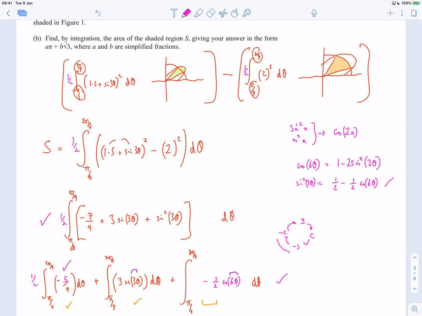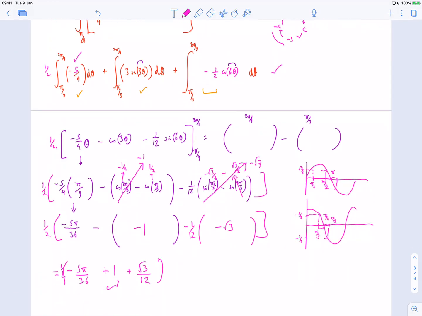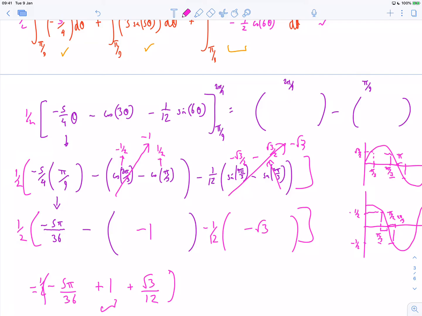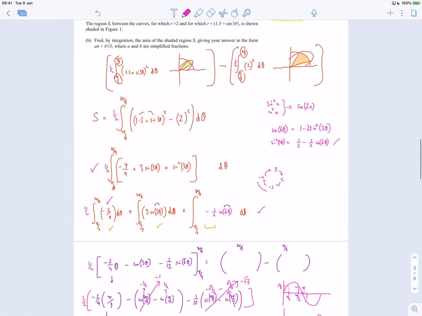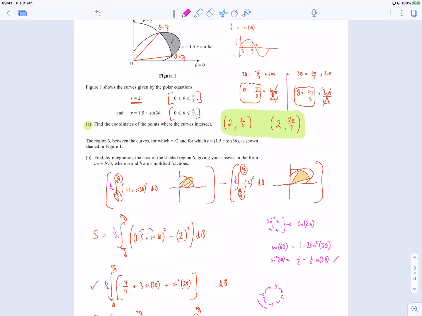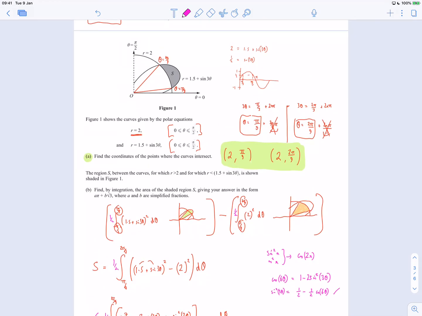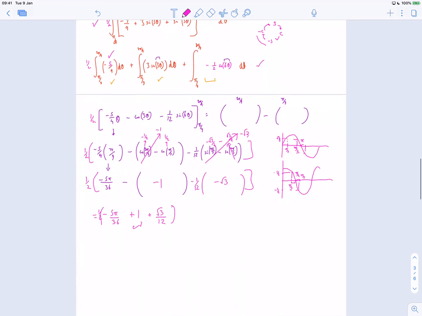Right, the indefinite integral should have been minus 5/4 theta. Yeah, we've got that. Minus a 12th of sine 6 theta minus cos 3 theta. Yeah, no, I've done that 100% right. That's weird. Given your answer in the form of a pi plus b root 3. No, I've done this right. That's so bizarre. Where's this extra 1 coming from?